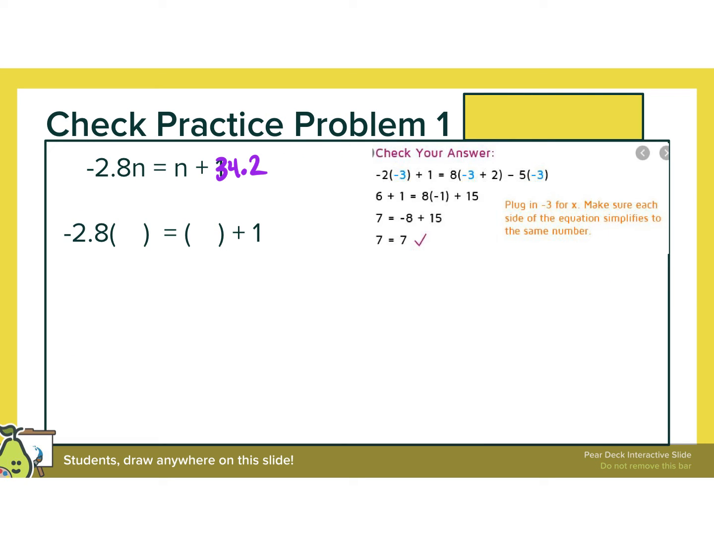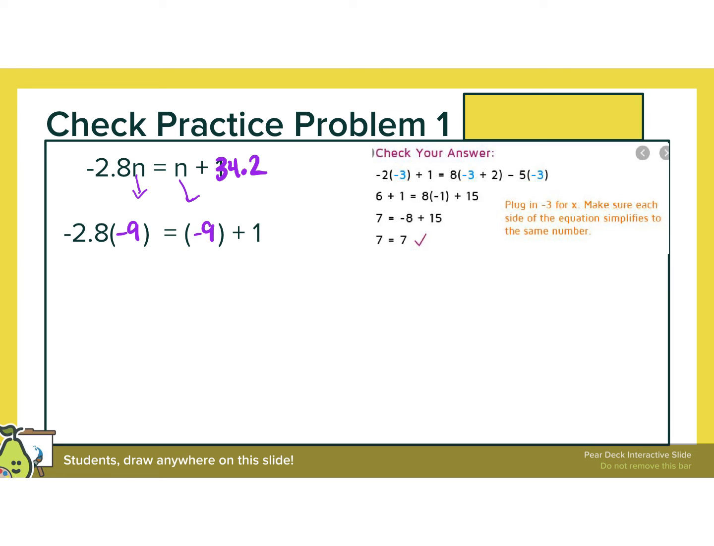So how do I know that's right? When you check, you're going to rewrite the original equation, but instead of n's, we're going to put parentheses, okay? That lets us know that's where we need to plug something in. What are we plugging in? The answer. I think the answer is negative 9.